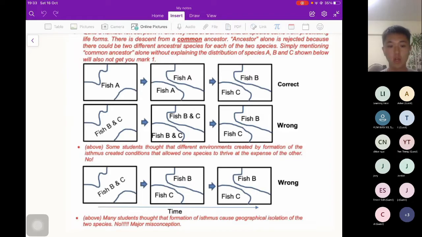If you look at the other two rows, what is wrong with the second row is that after fish B and C are separated, from the first to the second box, fish B and fish C remain. No new species is formed. Therefore, this is not speciation. So the second row is wrong. And the third row is just completely wrong. Very, very wrong. Again, it does not lead to speciation, and it cannot be that after a physical barrier forms, all fish B go to one side, all fish C go to one side. It's just impossible. So that's why rows 2 and 3 are wrong.